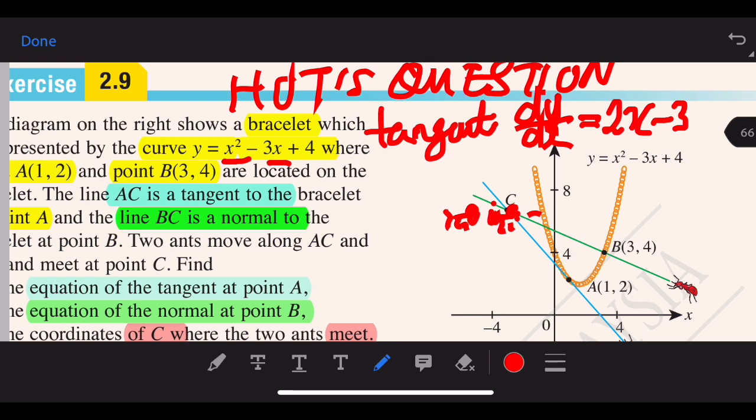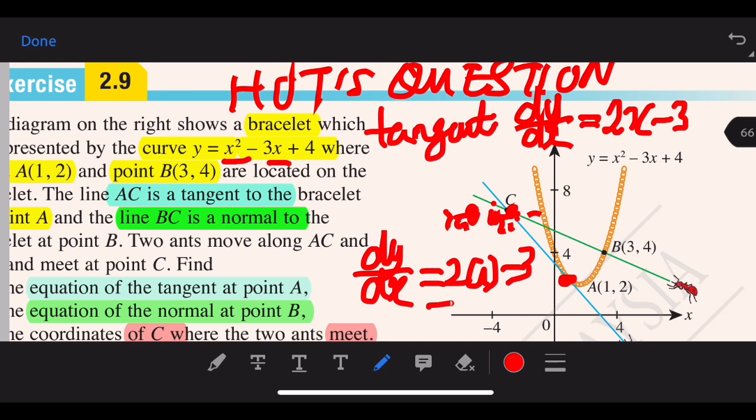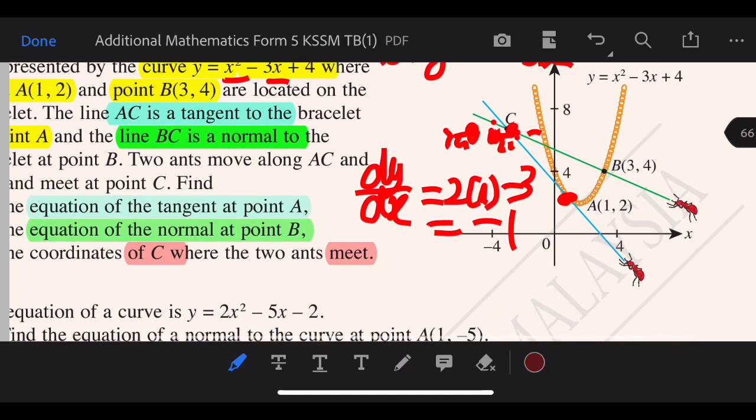So we can say at the point A, we can find the gradient at point A here. dy/dx at the point A is 2 times 1 minus 3, right? So it's negative 1. That's why the line is going down. The line is slanting to the left. So we need to form the equation.